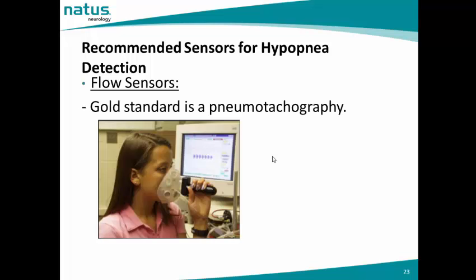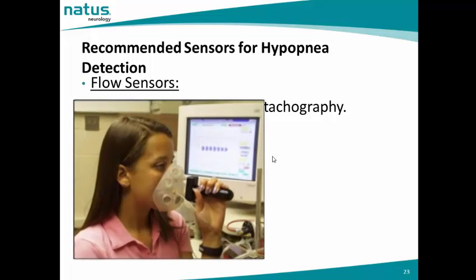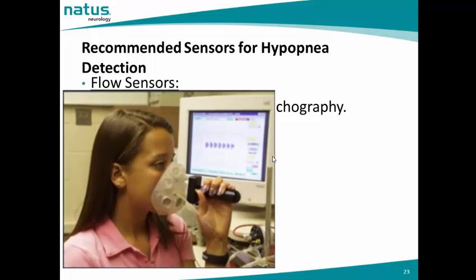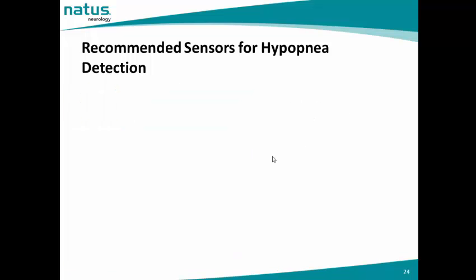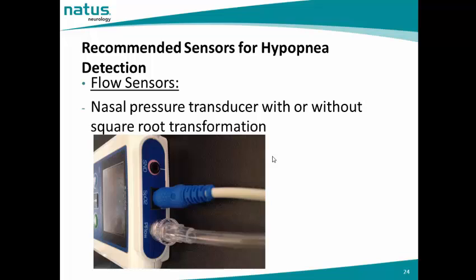The gold standard for airflow detection is a pneumotachograph, which measures the pressure drop across a linear resistance. However, this technique is impractical for PSG. Therefore, the American Academy of Sleep Medicine recommends using the nasal pressure transducer with or without square root transformation.